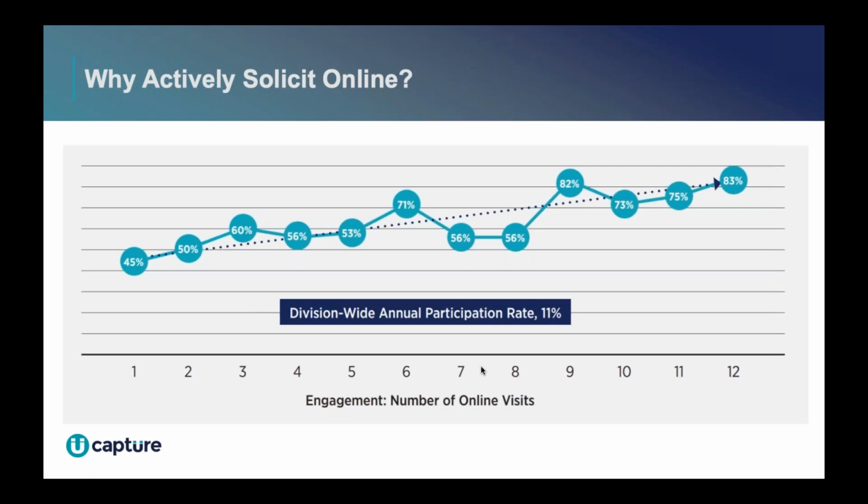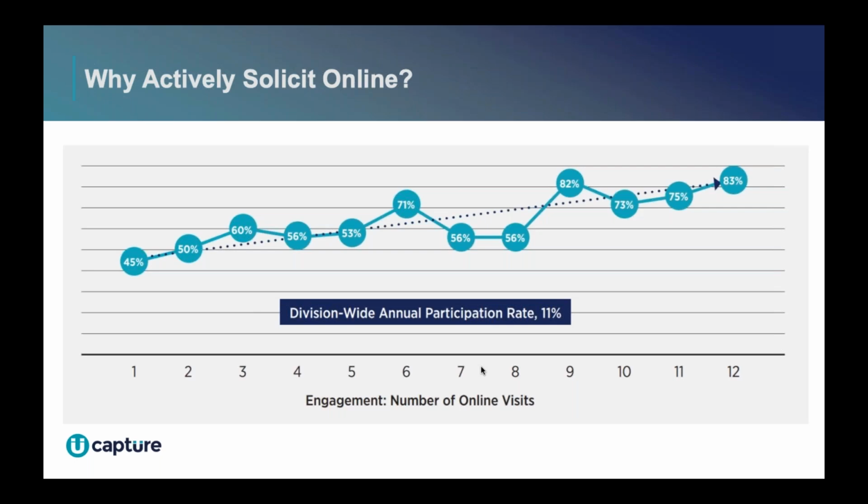Now, you'll notice in the middle that the division-wide annual participation rate is 11%, because this information has been compounded across institutions that Capture works with in the advancement space. Now, for an alum who has visited one time on the far left of the screen, you'll notice that their participation rate is 45%. On the extreme other end, if an alum has visited 12 times, their participation rate is 83%.